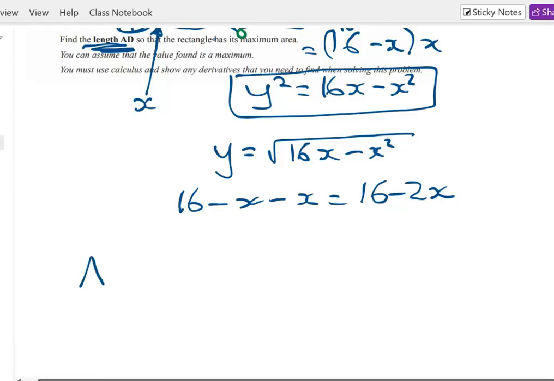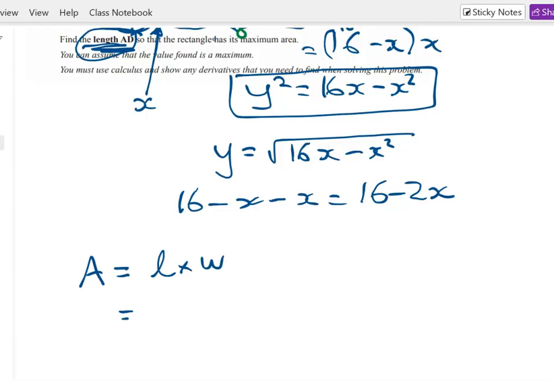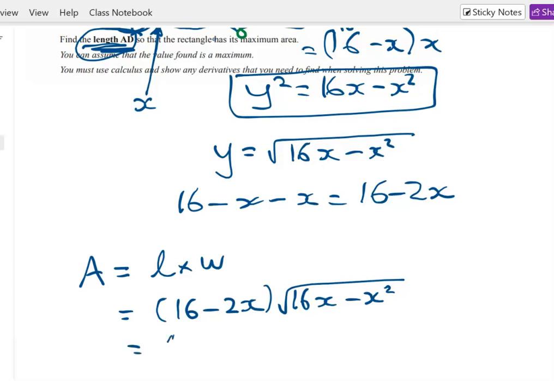And what we've got to do is find the x value. And from there, we've got to go back and find the length AD. So the area is equal to the length times the width, or the length times the height, or whatever. So it's going to be 16 minus 2x times, what did we have? Square root of 16x minus x squared. I'm going to write that with a fractional power.